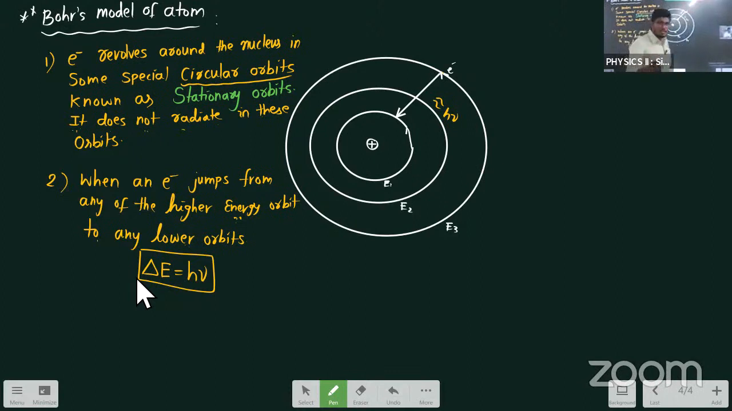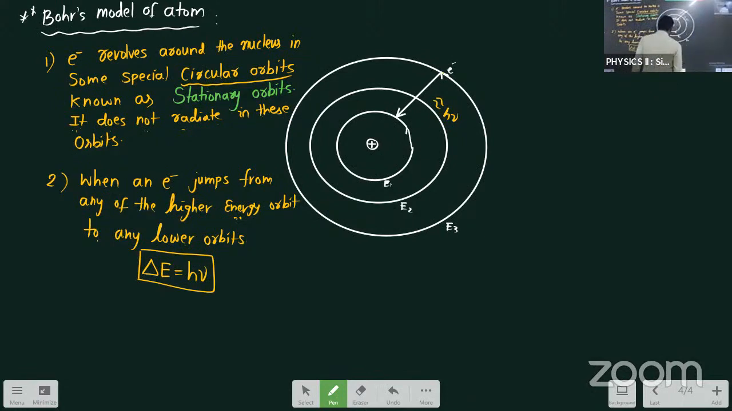Now the third postulate is important. Based on the third postulate, we have one more FAQ, because when we asked Bohr how he got the third postulate, he said that he can't explain that. So its explanation was given by de Broglie. We'll be studying one more important question from this: de Broglie's explanation of Bohr's quantization rule. That is nothing but the third postulate of Bohr's model of atom. So let me write down the third postulate here.